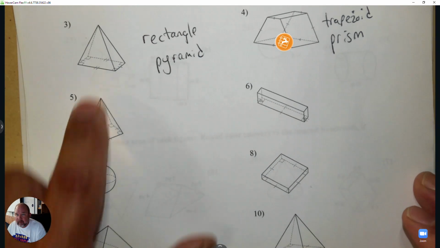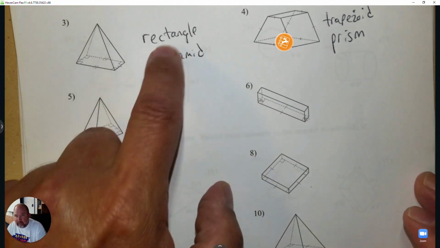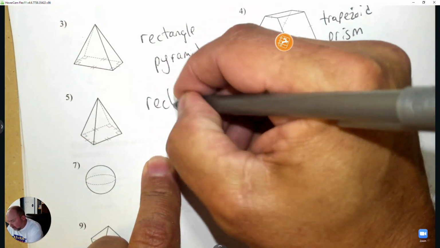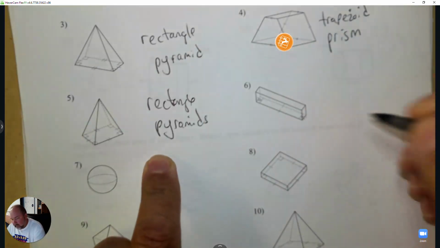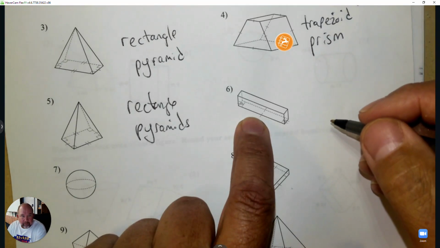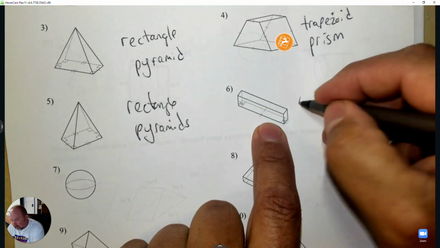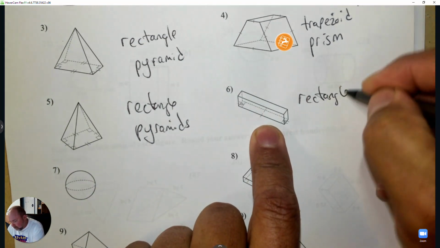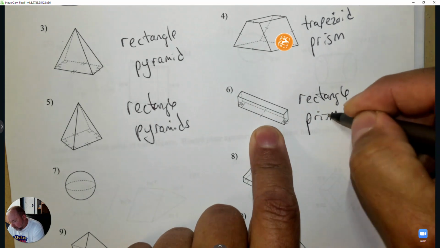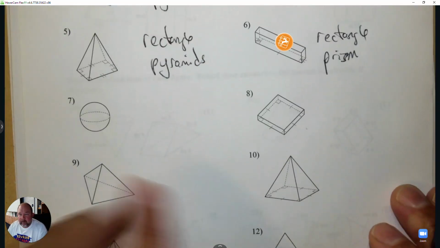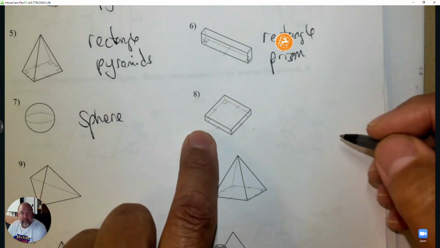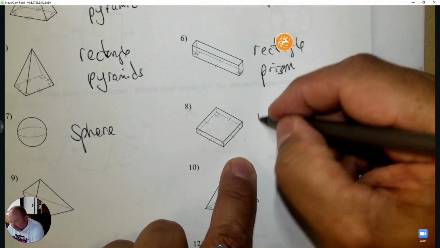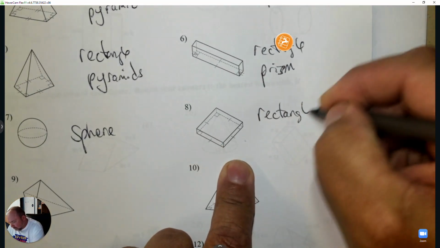Again, it comes to a point. Again, it's a rectangle. These are both rectangle pyramids. Here, this is a prism, and all of them are rectangles. This is a rectangle prism. This is a sphere. This is a rectangle prism.